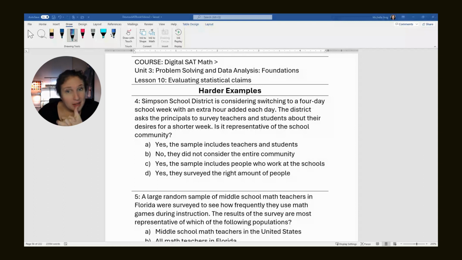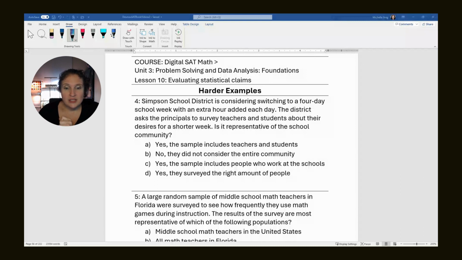So we are looking at Khan Academy Unit 3, Lesson 10, Evaluating Statistical Claims, and we are doing the harder examples. One thing to remember is this section is the population: is the sample representative of the whole population? That's kind of what we're considering.